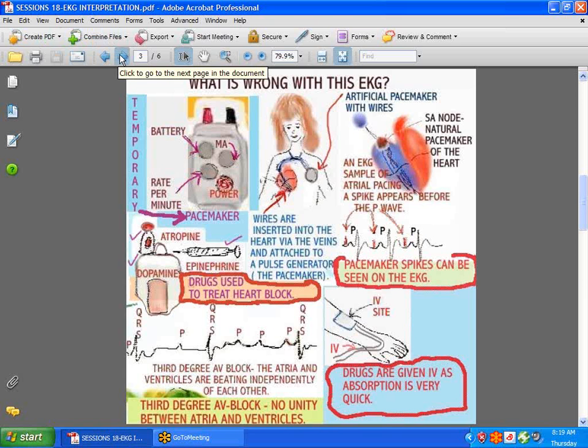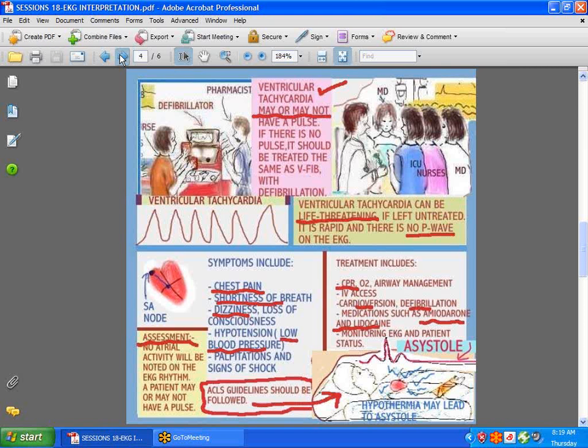Then let's talk about ventricular tachycardia. Now, what's unique to ventricular tachycardia? It may or may not have a pulse. Ventricular tachycardia, if there is no pulse, is treated identical to ventricular fibrillation. Here we see what it looks like. It looks like a V, just a V wave. All you see is a V wave. There is no P, there is no QRS.